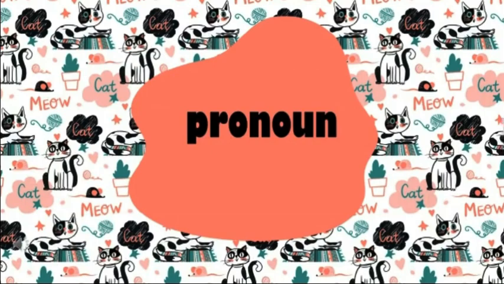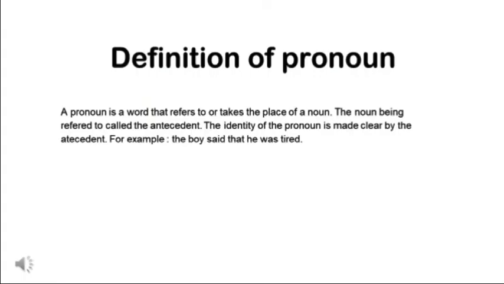Okay, the last material is pronoun. Definition of pronoun: a pronoun is a word that refers to or takes the place of a noun. The noun being referred to is called the antecedent. The identity of a pronoun is made clear by the antecedent. For example, the boy said that he was tired.